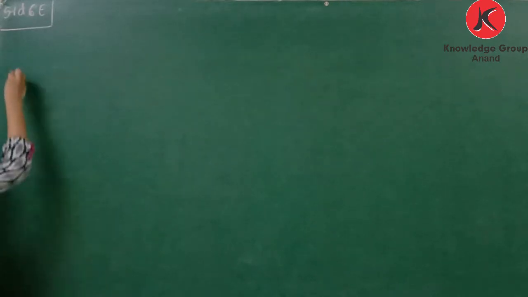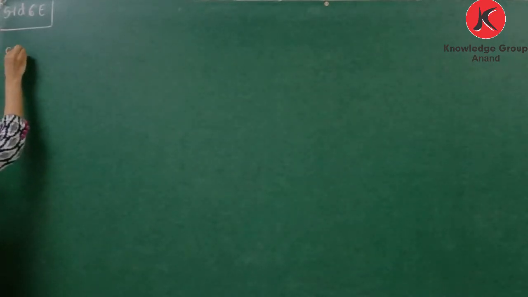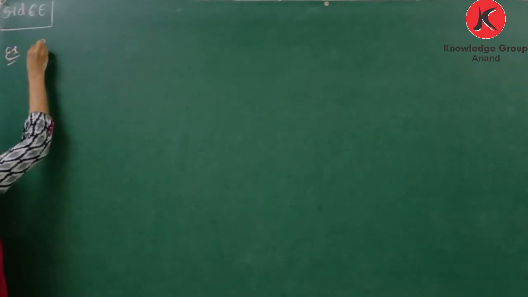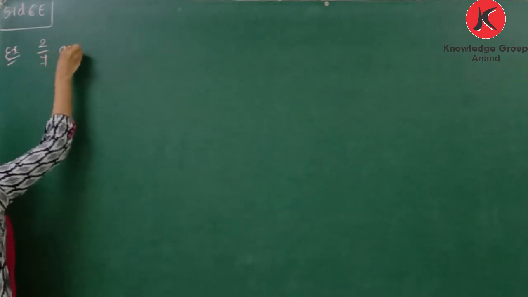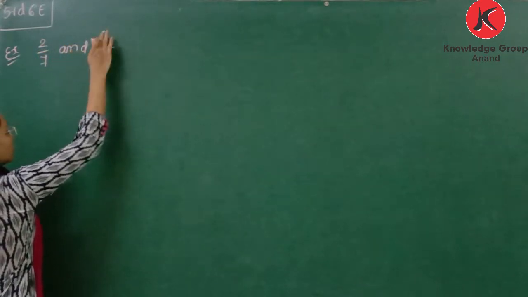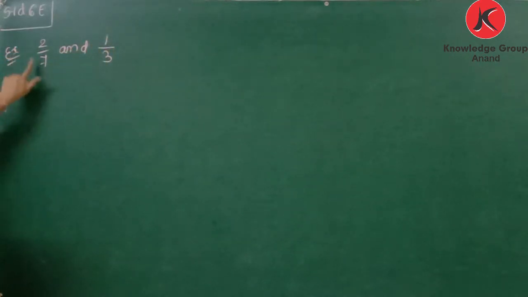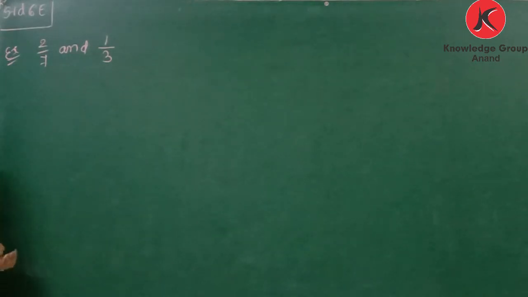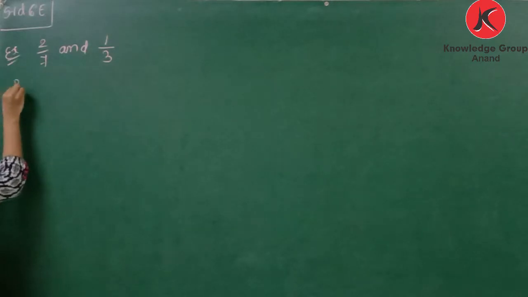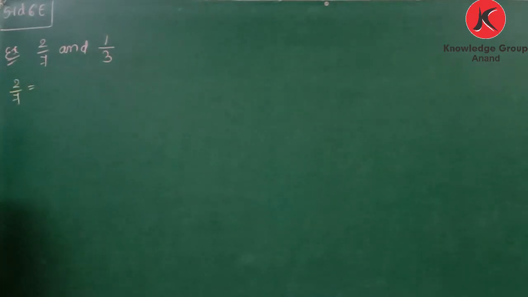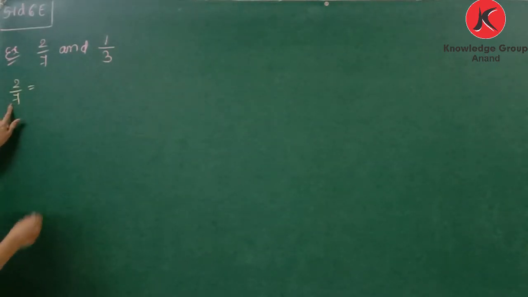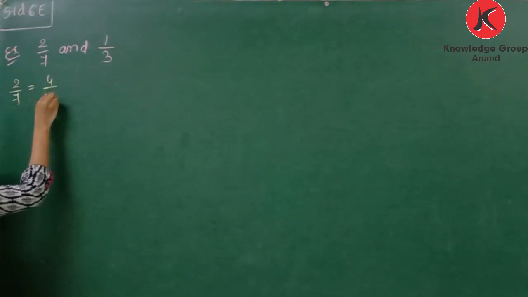Now let's take some example to compare unlike fractions. If we have 2 by 7 and 1 by 3. Now here what we need to do, find the equivalent fractions of 2 by 7. So let's find the equivalent fractions of 2 by 7. Equivalent fraction is made by multiplying the numerator and denominator by the same number. So let's multiply 2 and 7 with 2. So we will get 4 by 40.